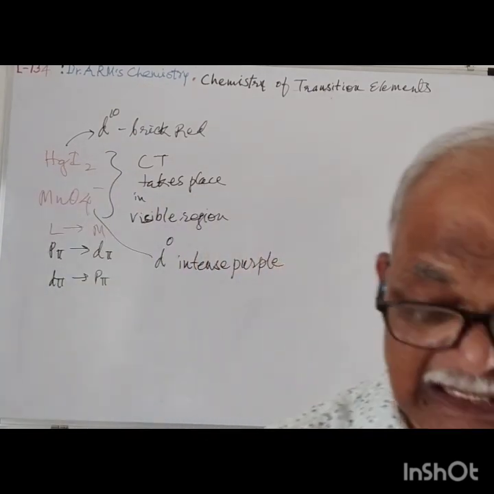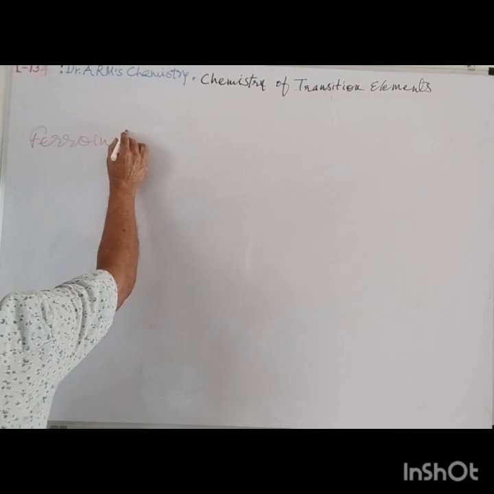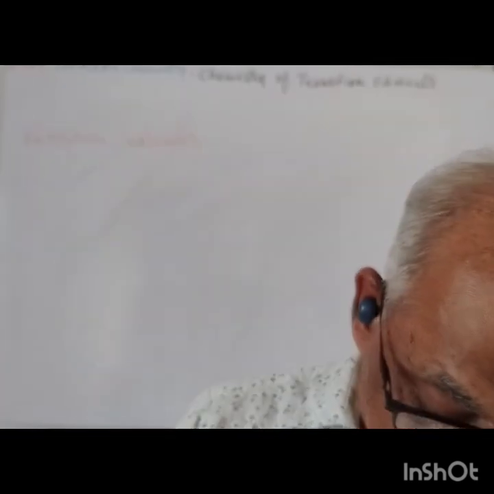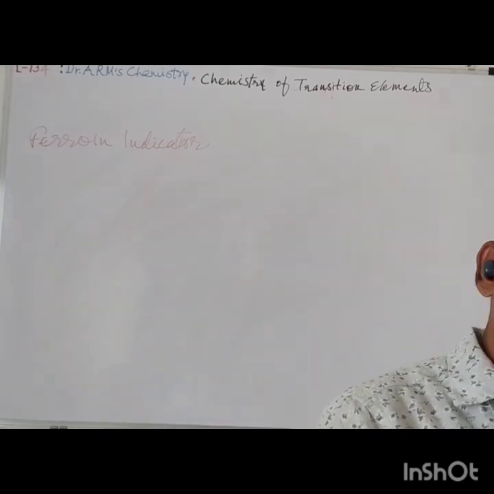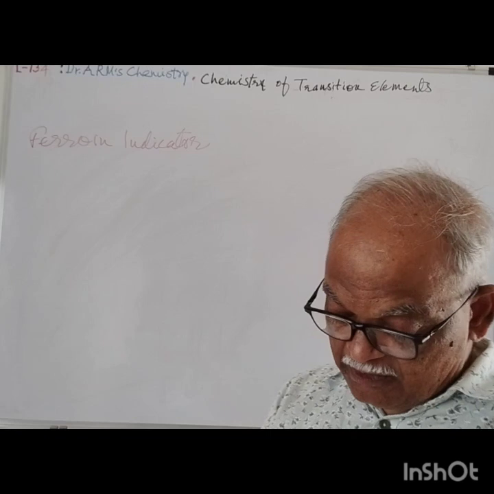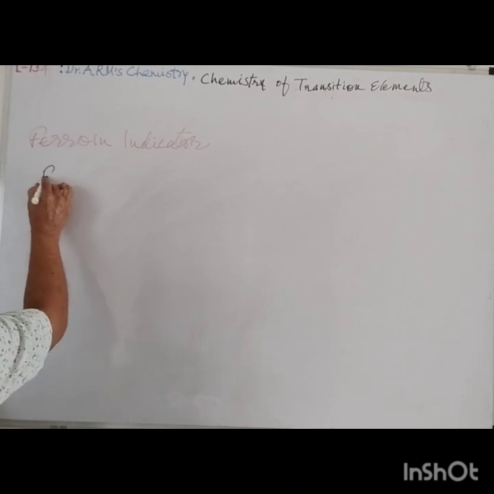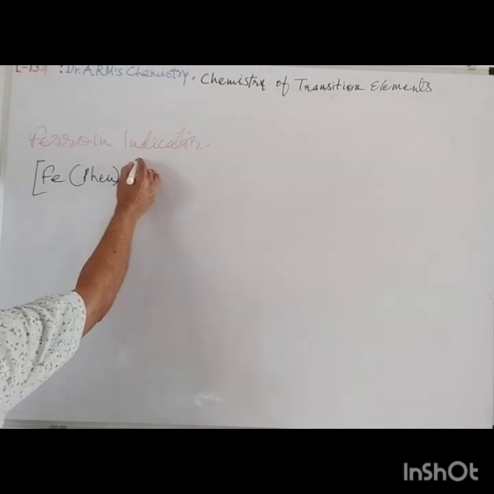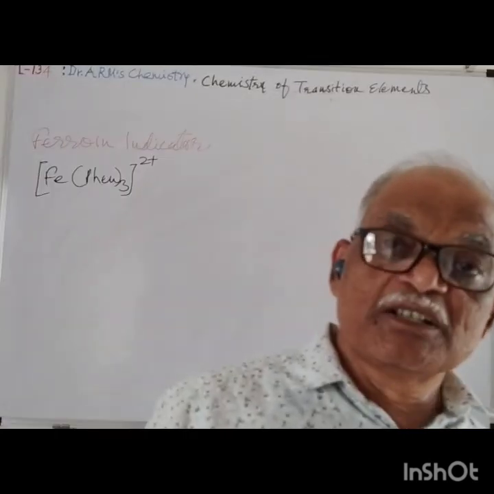Now another example, the ferroin indicator. This ferroin indicator has the species tris phenanthroline iron, in 2+ and 3+, that is, it has the mixed oxidation form.